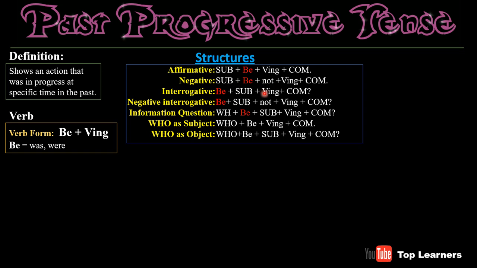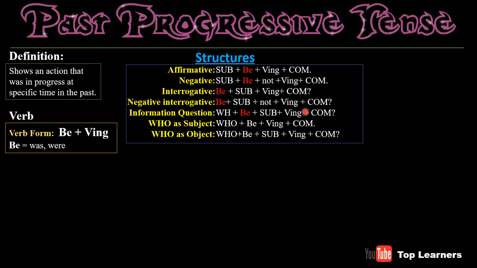To form a question sentence, you can bring that to be verb was and were at the beginning of the sentence, like be, subject, verb ing, and complement. And to make negative structure for the question or negative interrogative, you can add the word not after subject. Be, subject, not, verb ing, and complement.